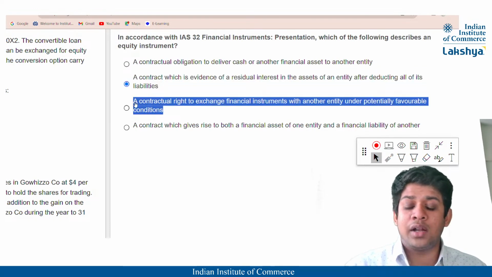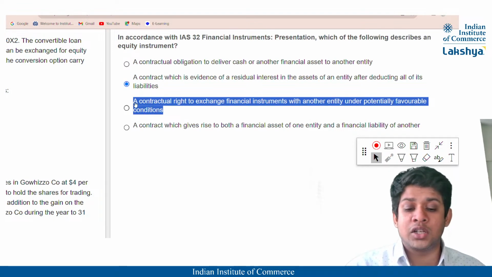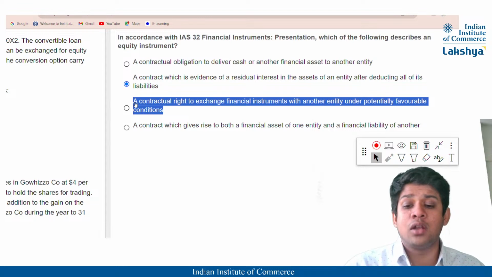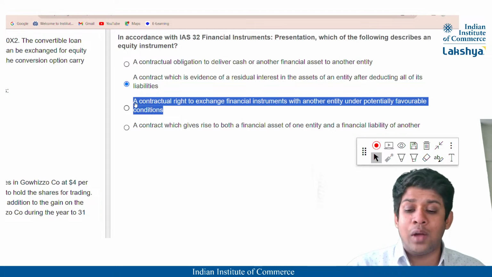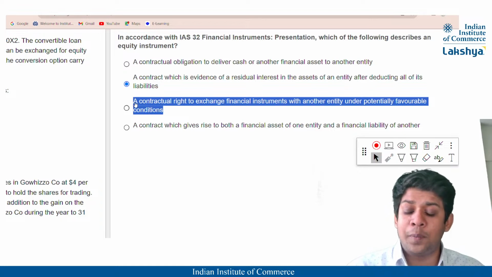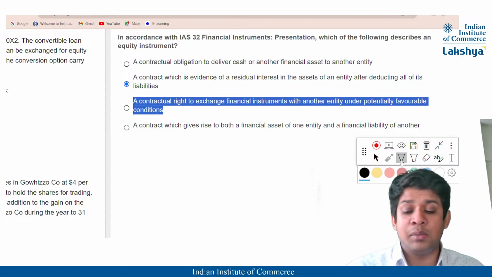The third one is a contract right to exchange financial instruments with another entity under potentially favorable conditions. This is a financial asset, guys. If I exchange my option, I'm giving up my financial asset, that is the option, and in return I'm getting a financial asset, probably shares, right? So that will be considered a financial asset. And the fourth one, a contract which gives rise to both a financial asset of one entity and a financial liability of another. That is a simple definition of a financial instrument. I hope you all have understood the third point, how it is a financial asset. I'll explain if any part is misunderstood.